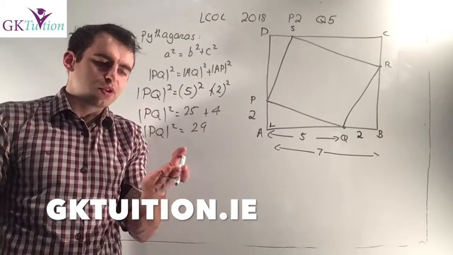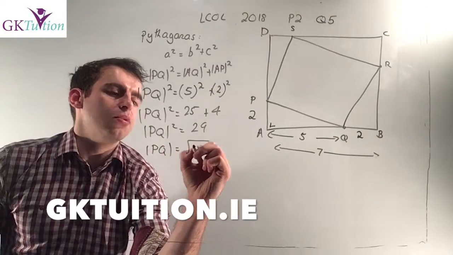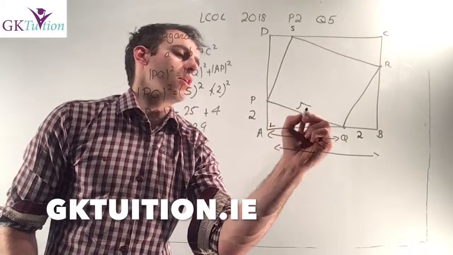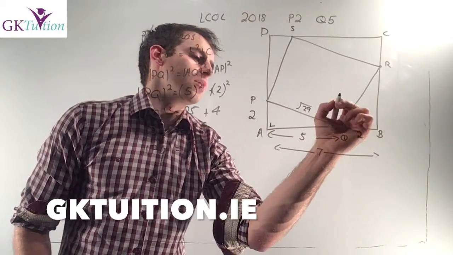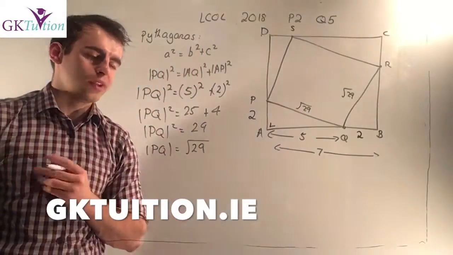Obviously, I don't want PQ squared, I just want the distance PQ. So I can say that the distance PQ is the square root of 29. So the distance PQ there is root 29, which means that all of these distances are root 29. All 4 of those distances are root 29.